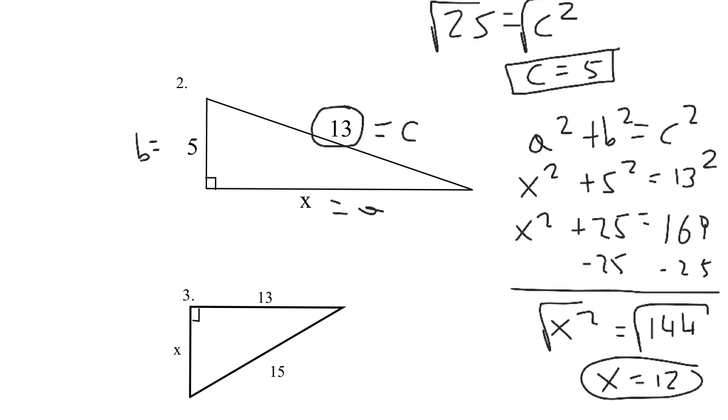Now, please check your work. We are looking now for one of the legs, and we know that the legs are always shorter than the hypotenuse. So I got 12, and the hypotenuse is 13 units. Therefore, my answer makes sense, and it looks like we did it correctly.